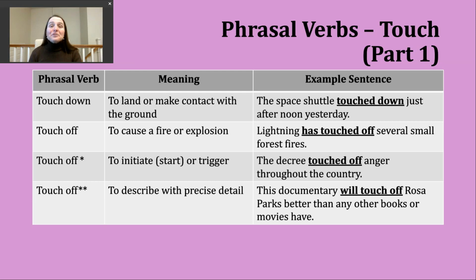Another phrasal verb you might hear is to touch off. This can have a few different meanings. One might be to cause a fire or an explosion. An example of this: "Lightning has touched off several small forest fires." Here's an example of the present perfect. So we're describing an action that occurred some point in the past, a few times in the past, but we don't know exactly when.